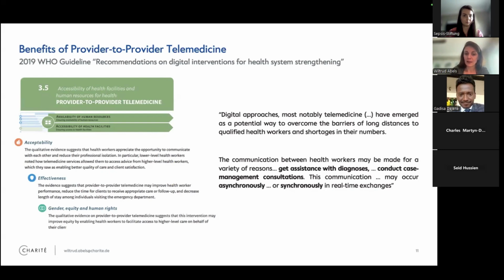Healthcare workers like telemedicine, and this is for several reasons. They are able to get assistance with diagnosis. They are able to conduct case management consultations with a higher level of care. And this all can happen, as I said before, synchronously in real-time exchanges while the care is happening. But it can also happen in case discussions away from the bedside, asynchronously.